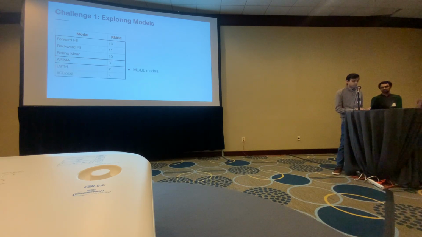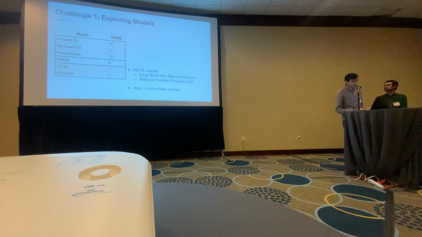Moving on to newer ML and DL models, we tried LSTM and XGBoost, long short-term memory and gradient boosted decision trees. Again, these have a concept of history or lags, and for the best one, we found that XGBoost with a history of 4 performed best and gave us an RMSE of 4.